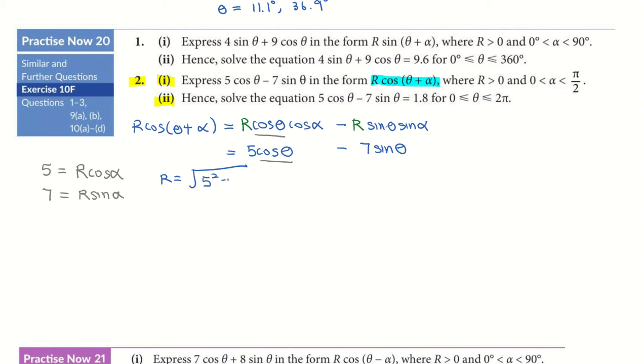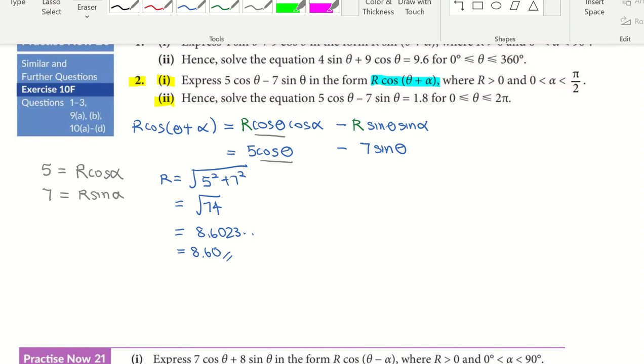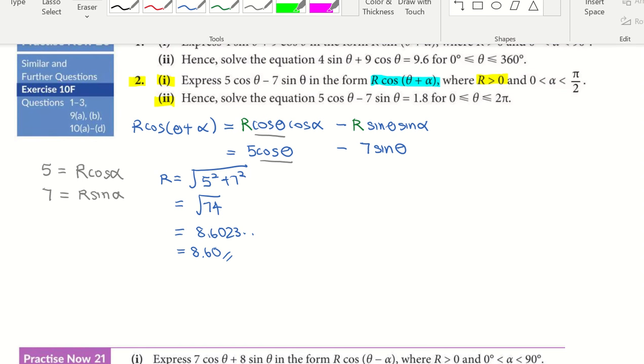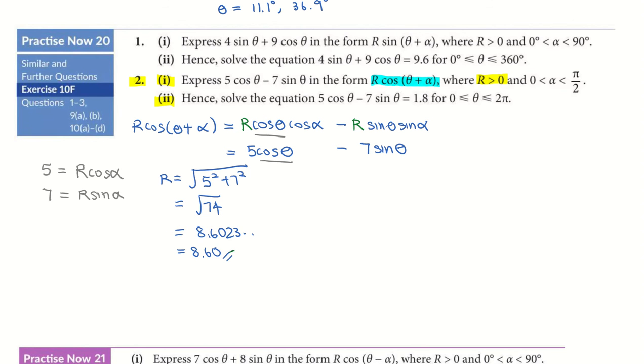R is 5 squared plus 7 squared, and I square root the whole thing. It will give me the value of R. But first let me write down the exact answer. It's square root 74. If I want 3 significant figures, I will key in. You see R is bigger than 0, so hence we will just take the positive case, because R is more than 0.